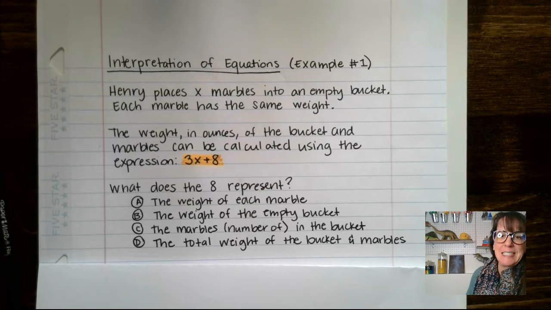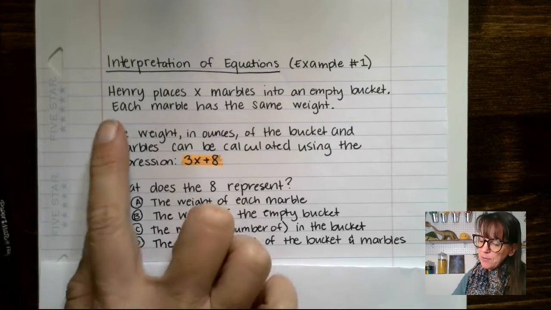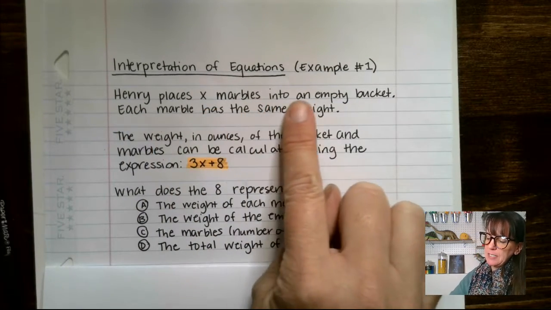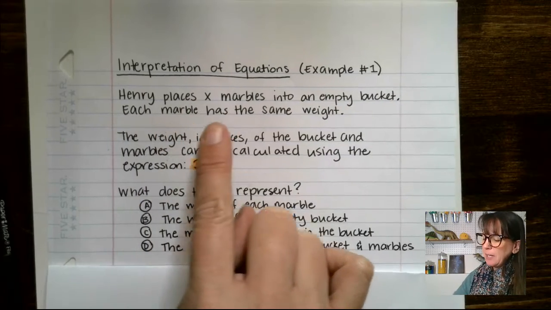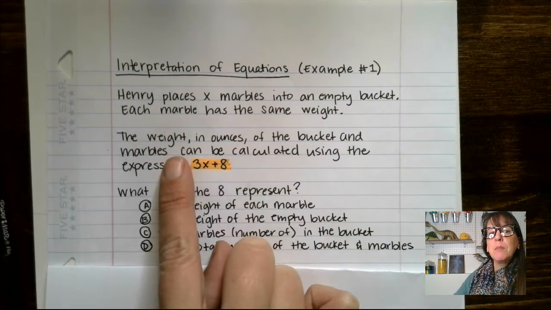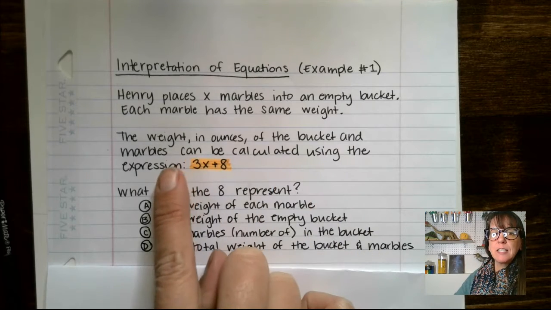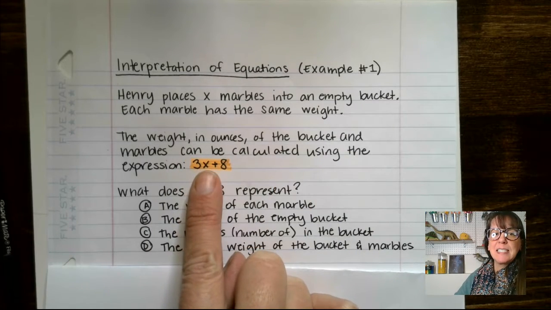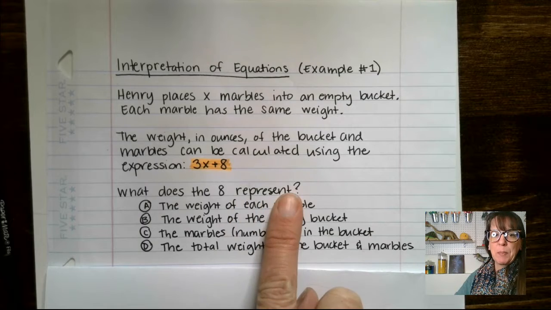And this is our first example here. Henry places X number of marbles into an empty bucket. Each marble has the same weight. The weight in ounces of the bucket and the marbles can be calculated using the expression 3x plus 8. What does the 8 represent?